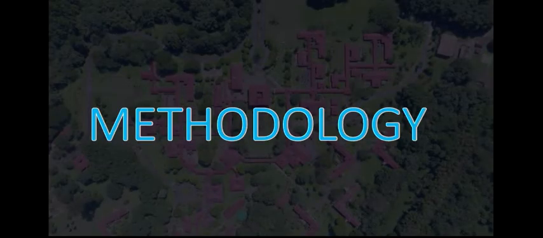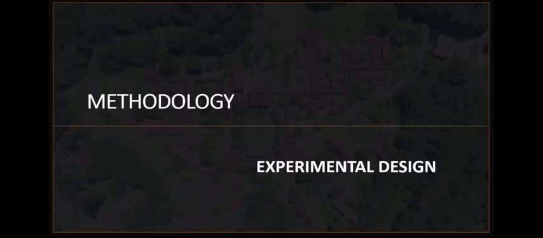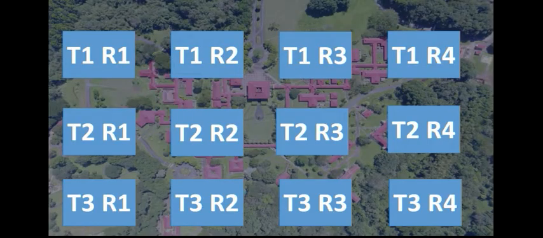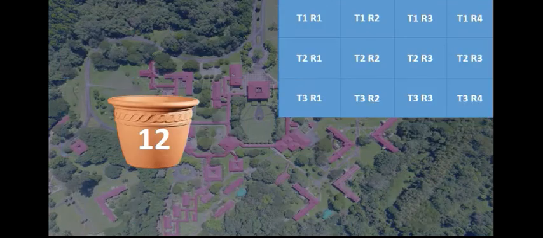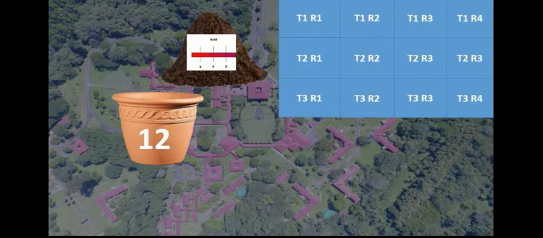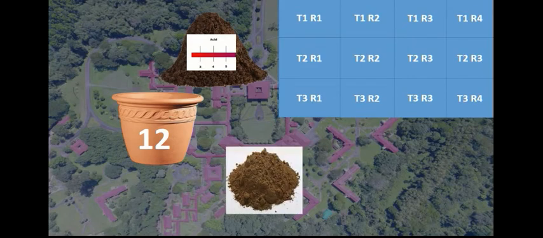Now let's talk about the methodologies. The experimental design was a completely randomized design with 4 repetitions per treatment for each of the 3 evaluations performed. The experimental unit consisted of 12 pots, where each repetition had soils of different acidic pH. For all 3 treatments, the soils were inoculated with mycorrhiza and bean seeds.